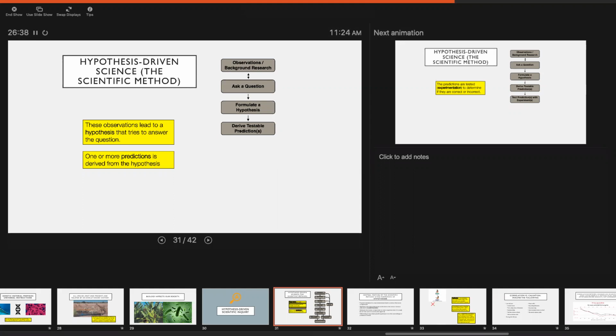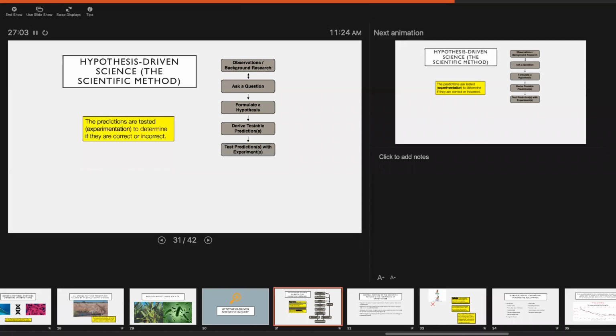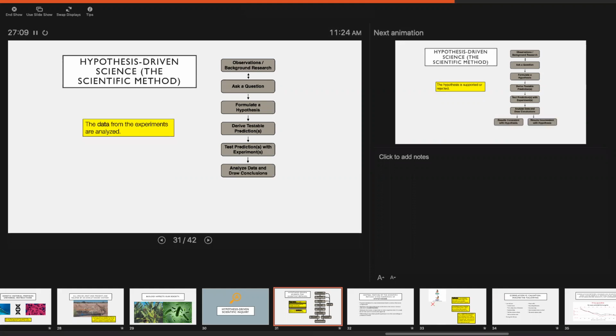These predictions take the form of if-then statements. So you would say things like, if all animals need water to drink, then a giraffe needs water to drink. If all animals need water to drink, then a beetle should also need water to drink. And you can test these predictions by just checking to see if giraffes and beetles drink water. If they do, then you have supported your hypothesis through experimentation. If they don't, then you have refuted your hypothesis. And this comes about through a process of data analysis.